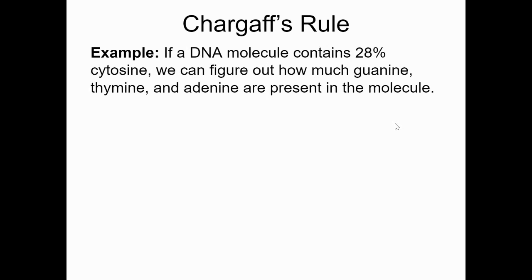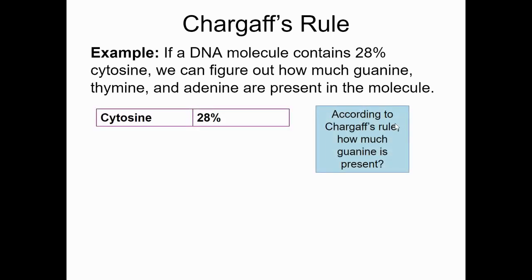And so actually using his rule, if we are given a certain number of cytosine, guanine, thymine, and adenine, we can determine how many are at each. So here, if our DNA molecule contains 28% cytosine, we can find out then how much guanine, thymine, and adenine are present. So we know that there's 28% cytosine. So how much guanine will there be?